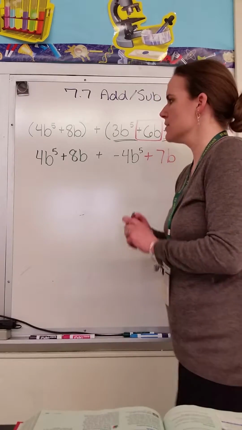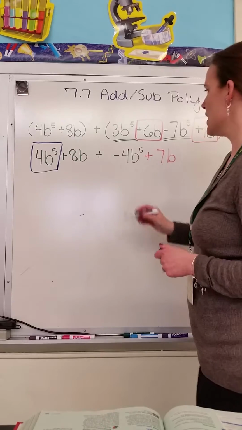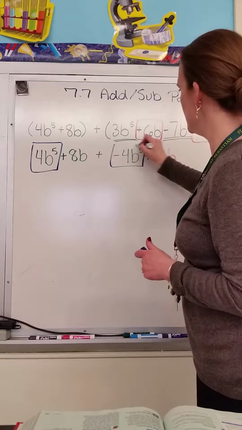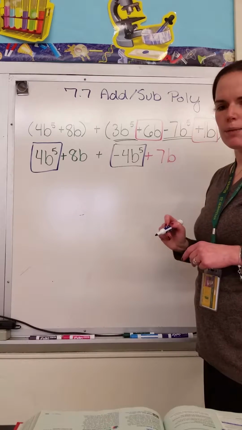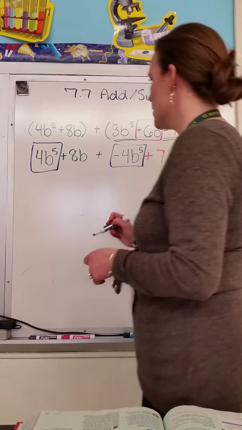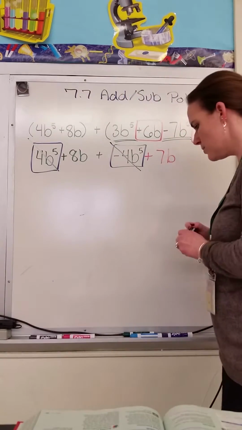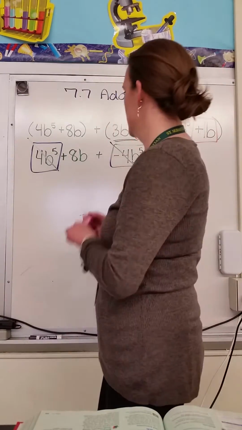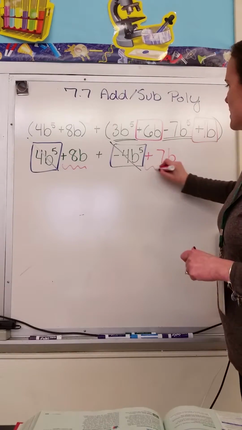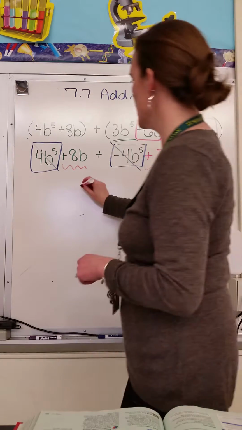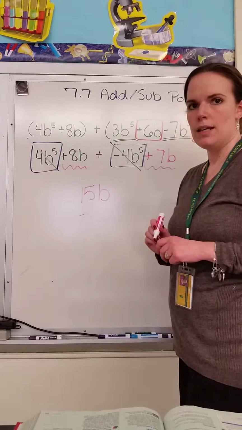So we're going to look at this 4b to the fifth, and it is going to get combined with this negative 4b to the fifth, which is going to end up with 0. So it can kind of just go away. Then we're going to look at the resulting 8b, and we're combining that with a positive 7b. So your answer would be 15b. And that's it.